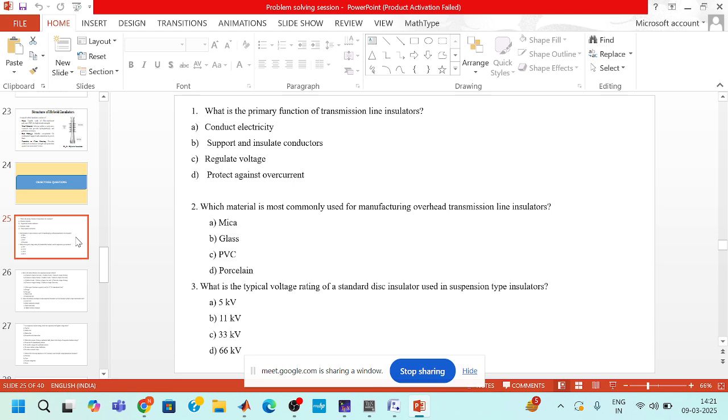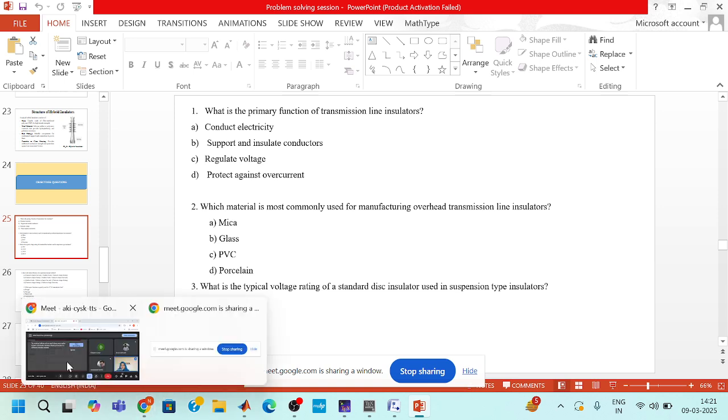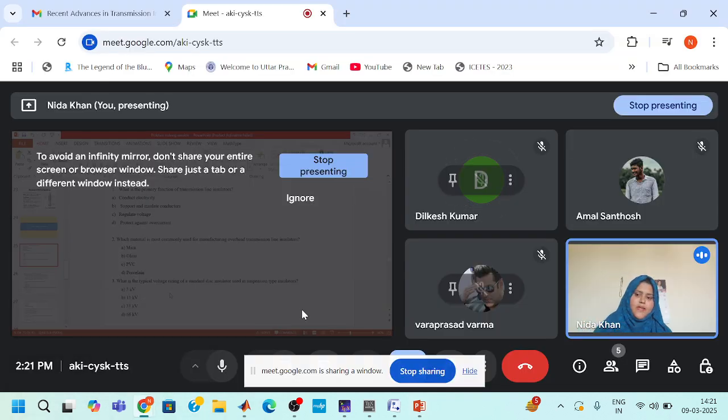First objective question is, what is the primary function of transmission line insulators? Option A is conduct electricity. Option B is support and insulate conductors. Option C is regulate voltage. Option D is protect against overcurrent. B.